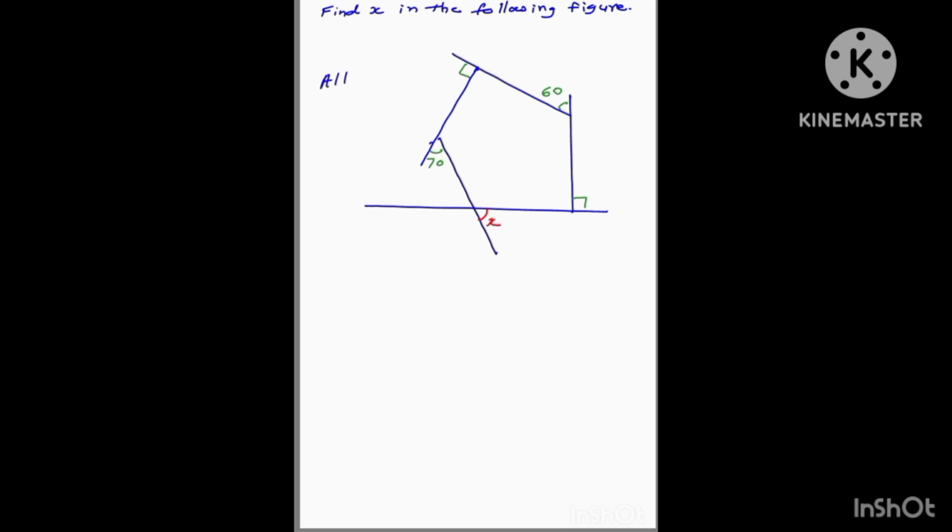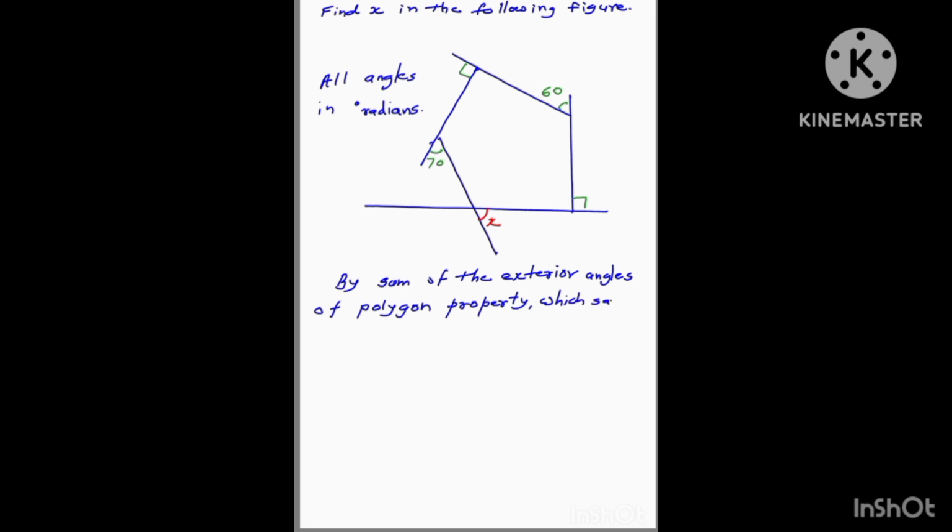So all the angles given are exterior angles of a polygon, in this case a pentagon, and all the angles are in degrees. As we are dealing with exterior angles, we have to apply that property. What is the property? The property says that the sum of the measures of exterior angles of any polygon is 360. Remember this property properly. If you solve sufficient numbers of problems, it automatically comes to you. I am writing it there: the sum of the exterior angles of a polygon or pentagon is 360.